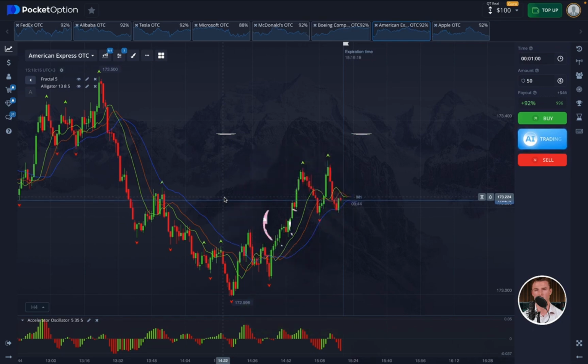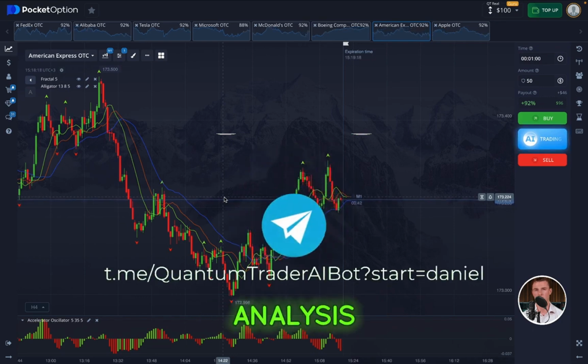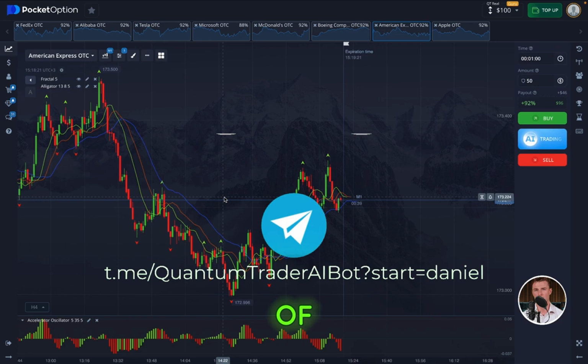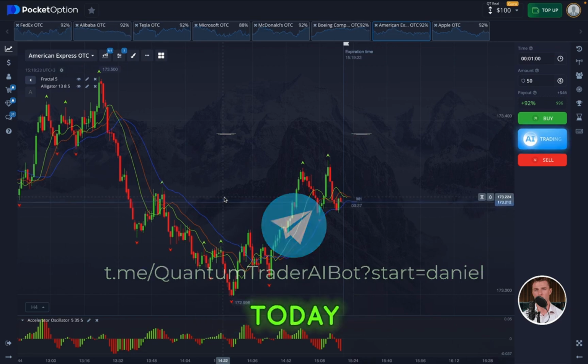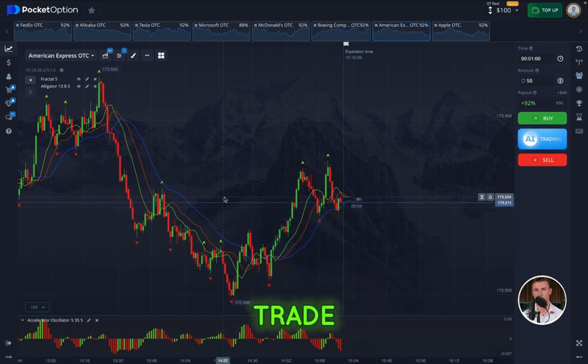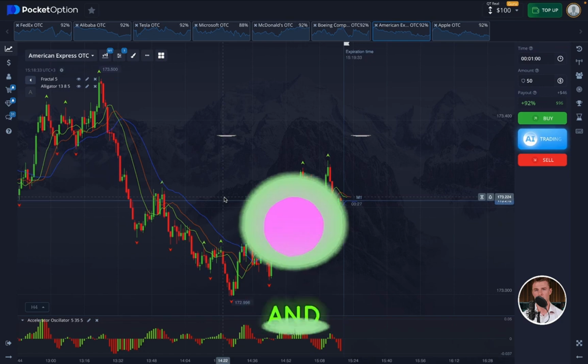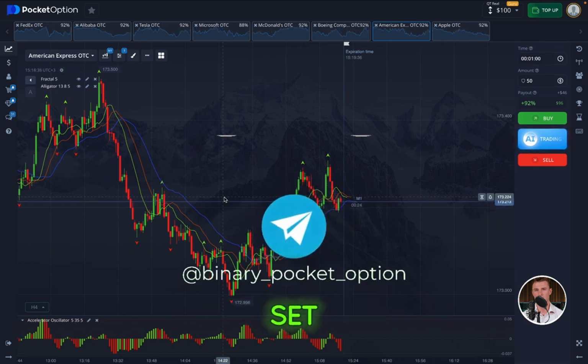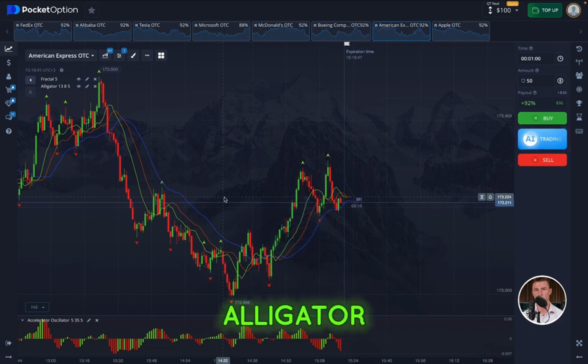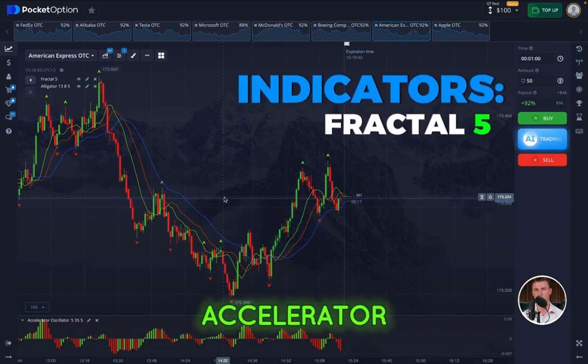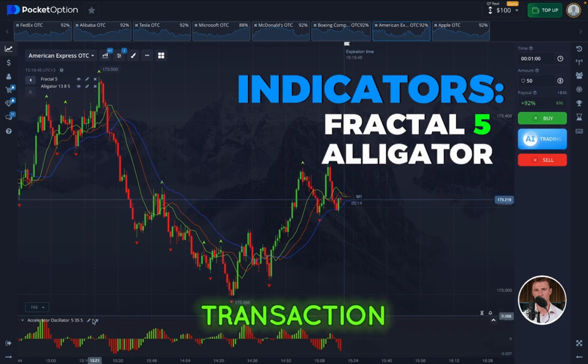As usual, I have already conducted a small analysis of the market over an extreme period of time and came to the conclusion that today we will analyze the market and trade based on follow the trend and open deals in most cases according to the trend. And for this, I have selected the appropriate set of indicators. This is a fractal with a period of 5, an alligator with default settings, and an accelerator with these settings for the periods of the transaction.